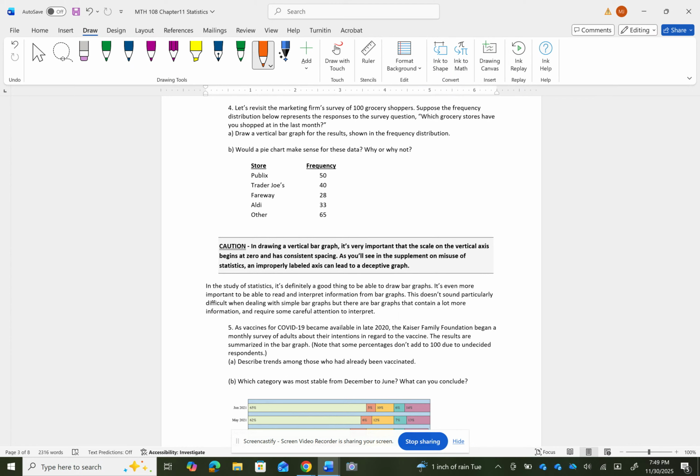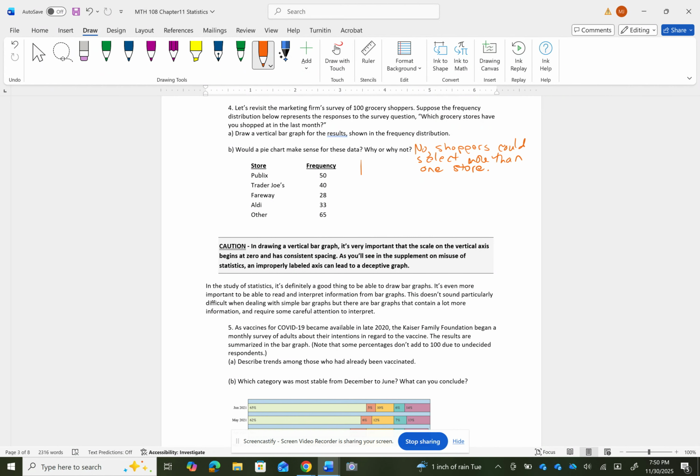So that's one of the reasons, since they surveyed 100 people, but people could answer more than one thing. Okay. So would a pie chart make sense? The answer would be no. Shoppers could select more than one store. Okay, so when that kind of thing happens, a pie chart's really not appropriate. And then down here, let me do the bar graph.